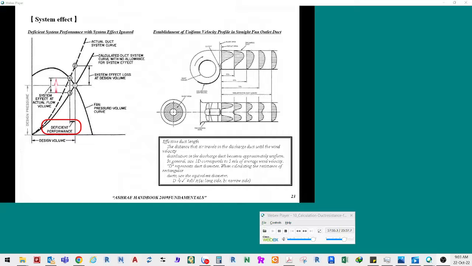The distribution of wind velocity is biased in the area where the air is just blown out from the fan. Some distance is required to achieve the almost uniform distribution of wind velocity. This distance is referred to as effective duct length. If there is an element or portion which reduces the airflow rate, including a curved portion, large resistance is generated. The effective duct length is calculated based on the discharge wind velocity of the fan and its duct size.